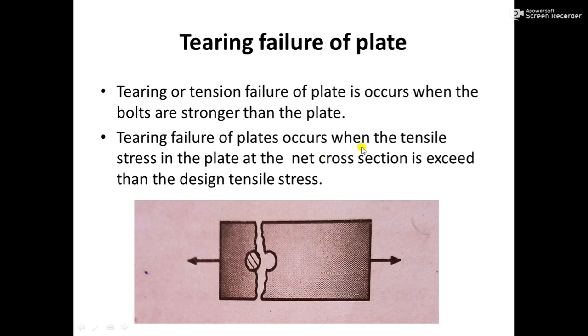Tearing failure of plates occurs when the tensile stress in the plate at the net cross-sectional area exceeds the design tensile stress. This plate is designed to carry a certain tensile stress, and if this stress exceeds beyond the load carrying capacity of the plate, then tearing failure of plate will occur there.